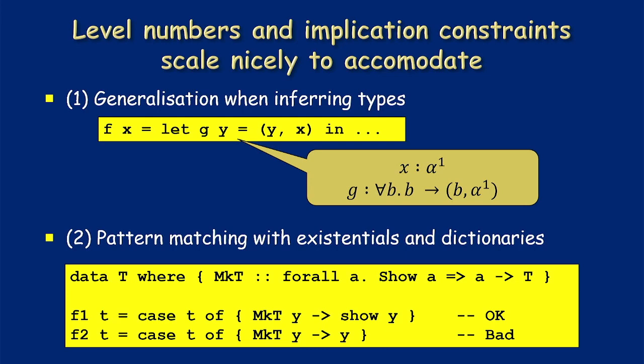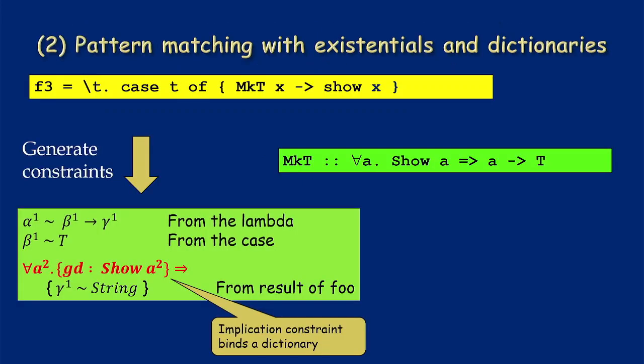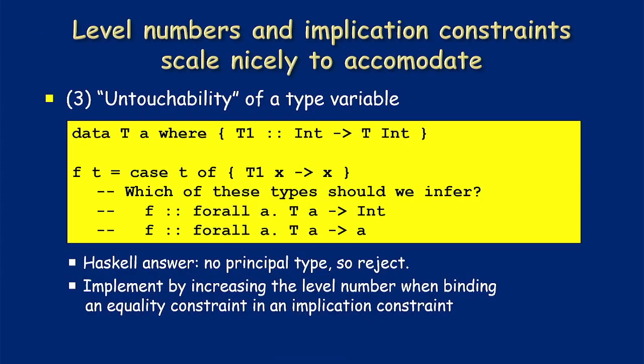That works very nicely. I'm now going to have to go quickly. You end up again with implication constraints, and that handles it very beautifully in the same way. There's a trickiness with GADTs, right back in the original GADT paper.